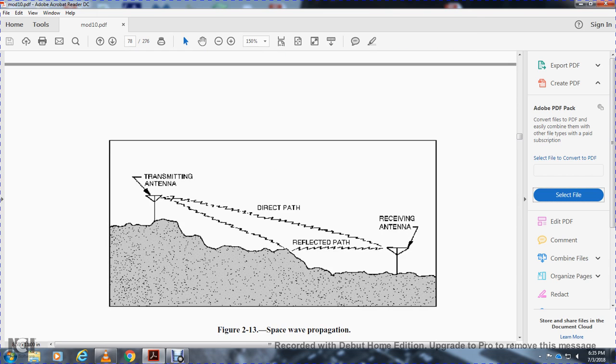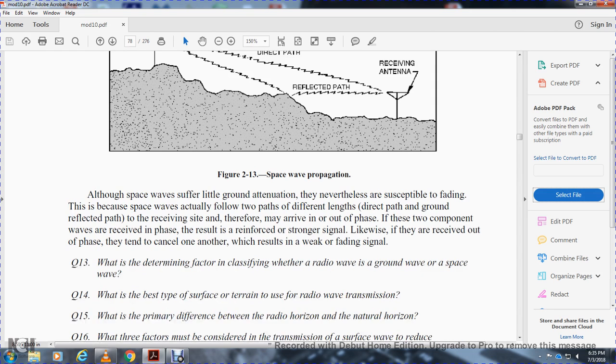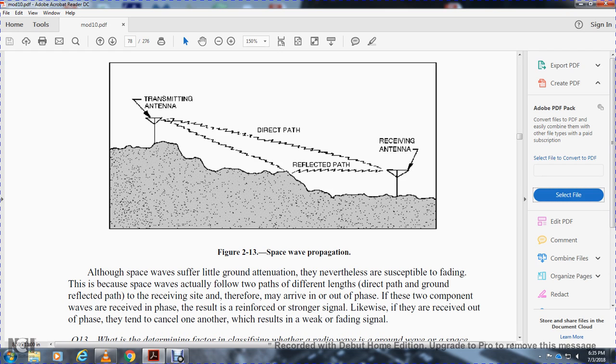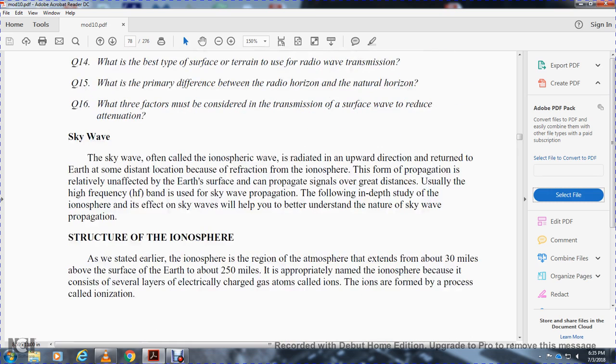Figure 2-13 shows space wave propagation: transmitting antenna, direct path, reflected path, receiving antenna. Although space waves suffer little ground attenuation, they are susceptible to fading. The space waves actually follow two paths of different length, the direct path and the ground reflected path. The receiver may receive the two components in phase or out of phase. If the two components are received in phase, they reinforce each other, resulting in a stronger signal. Likewise, if they are received out of phase, they tend to cancel one another out, which results in a weaker, fading signal.